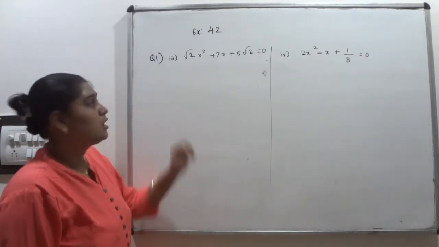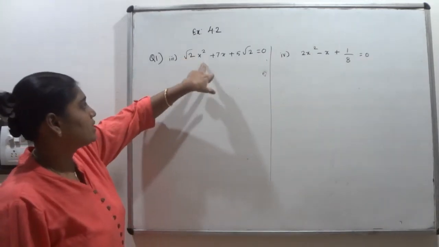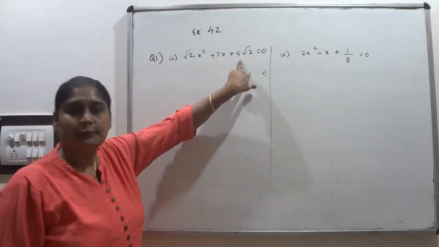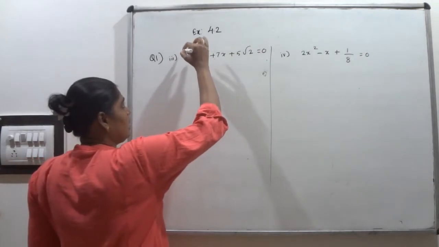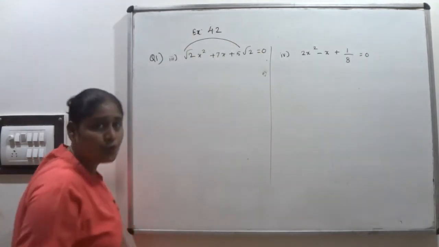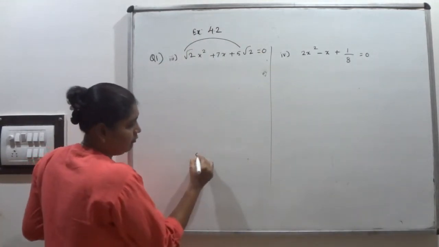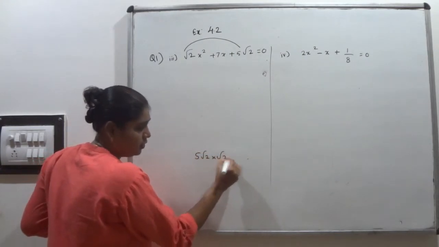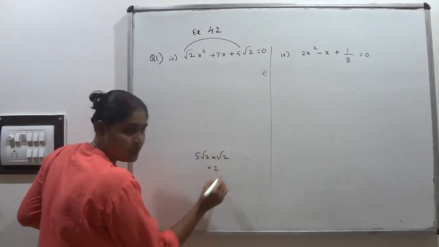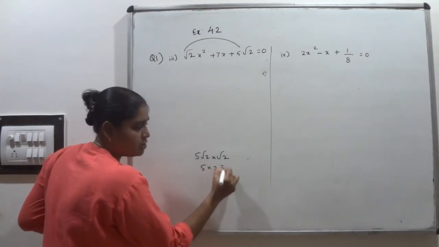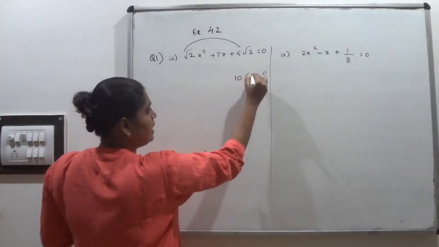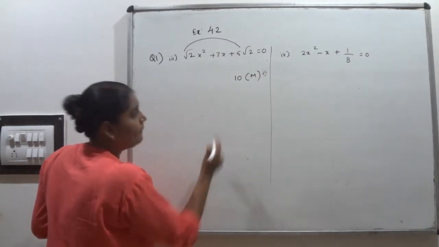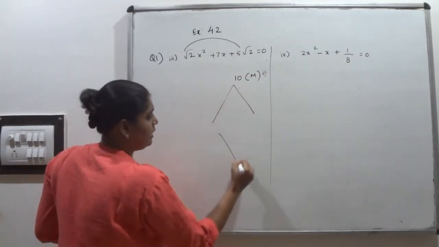Okay. Third part. Root 2x square plus 7x plus 5 root 2 equal to 0. So in multiplication what do I need? Root 2 into 5 root 2. See, look here. 5 root 2 into root 2. Root 2 into root 2 is simply 2, multiplied by 5. What will you get? 10. Understand this one? So in multiplication what do you need? 10.